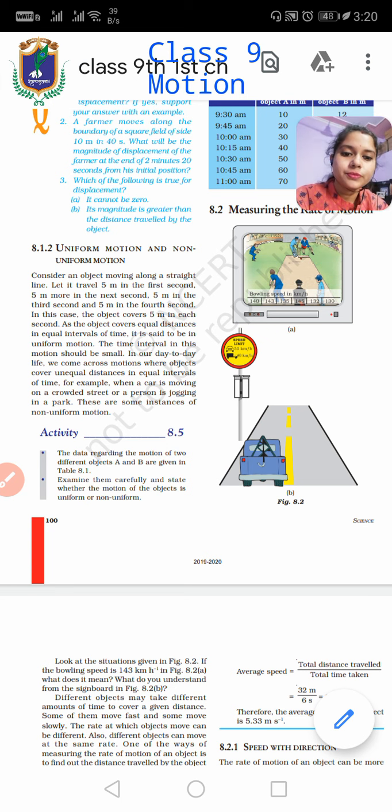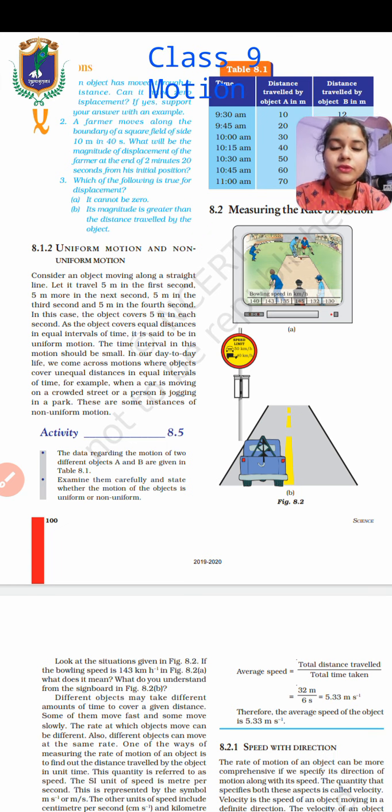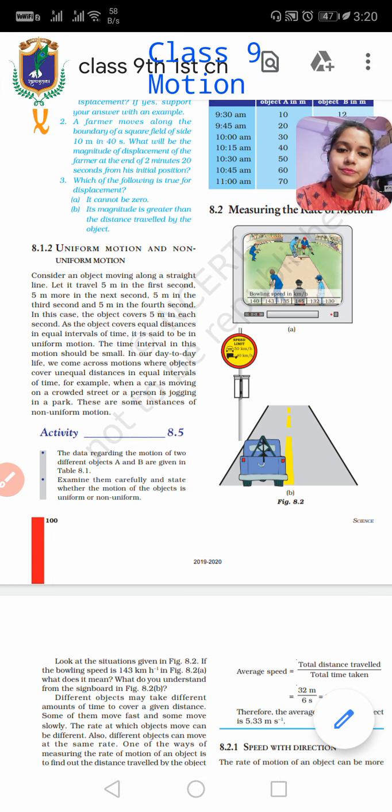What is uniform motion? If an object covers equal distance in equal time, then we can say that the object is in uniform motion. Uniform means it will be the same in every interval of time. And what is non-uniform? If it is not equal in every interval of time, then we can say it is non-uniform motion. So the uniform motion definition is, if an object covers equal distances in equal intervals of time, it is said to be in uniform motion. And non-uniform motion is covering unequal distances in equal intervals.